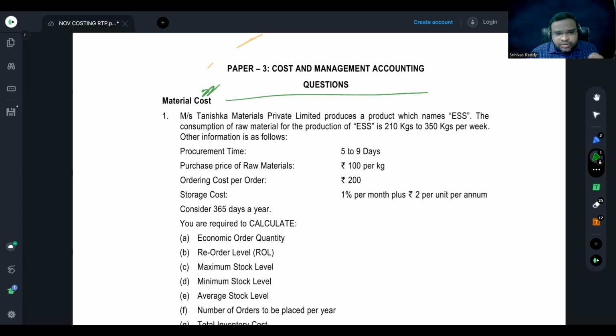If it is a simple question, I'll explain from the question itself. If it is a little bit difficult question, I'll be writing the notes also. So please understand this is only a revision test paper. We are not discussing the concepts. For example, I'm not discussing now how you are calculating economic order quantity, how you are calculating ROL. I am presuming that you have listened to the classes and this is a revision part.